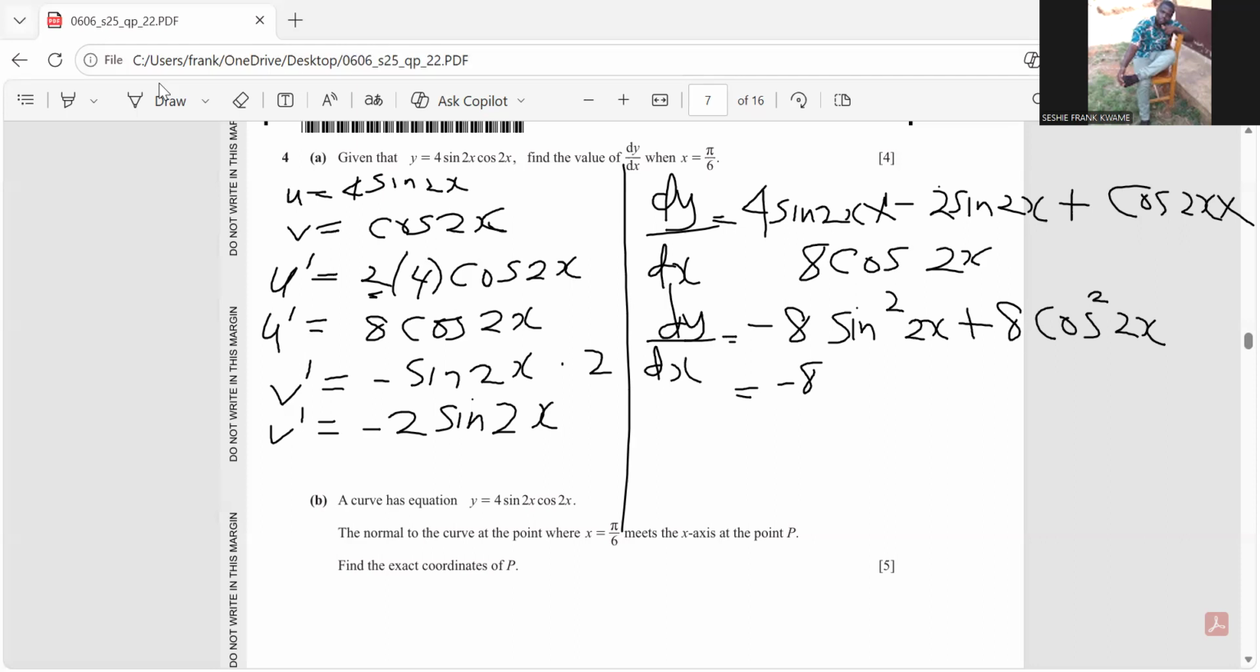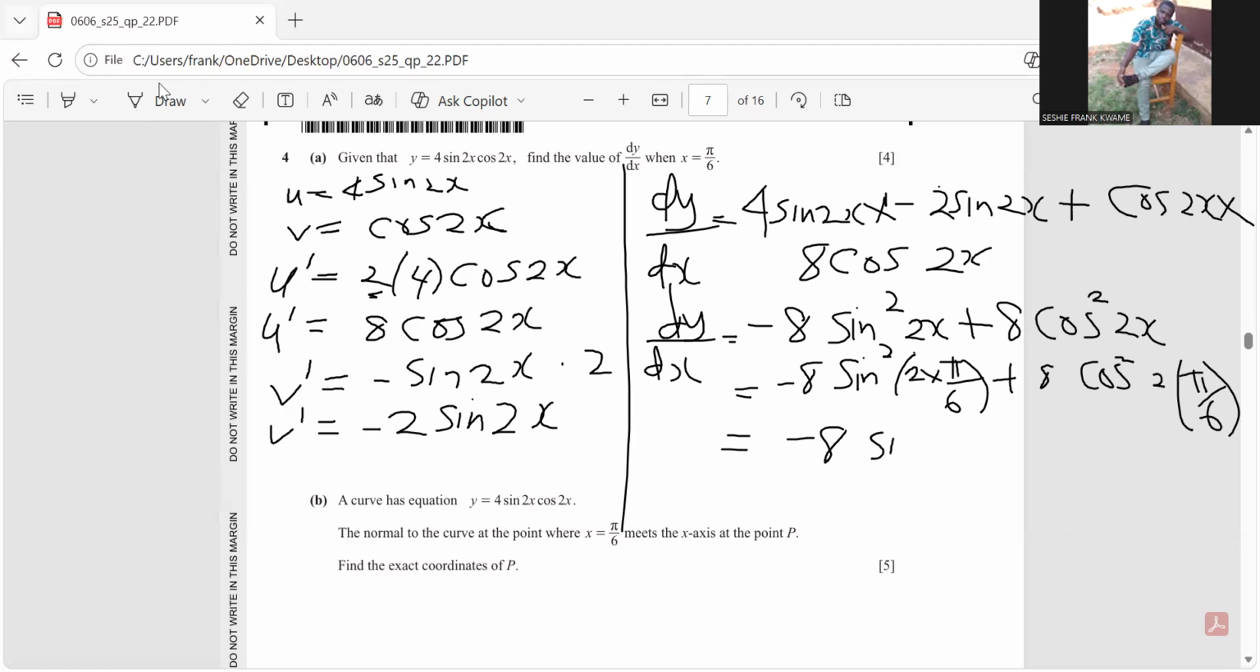Now what is sin 2x? We substitute. So that's sin squared of 2 times pi on 6 as my x, plus 8 cos squared of 2 times pi on 6 as my x. So 2 times pi on 6 is pi on 3. I'm going to get negative 8 sin squared pi on 3 plus 8 cos squared, still pi on 3, because that's the 2 times that.